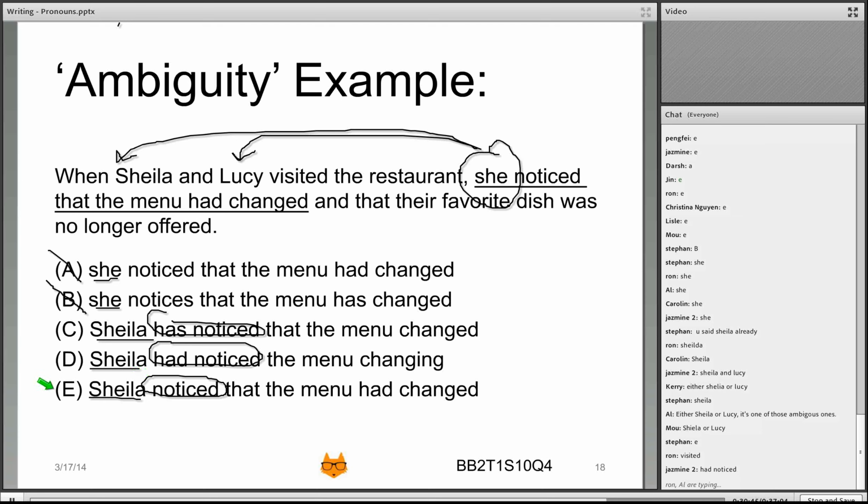We'll come back to that on a future day when we talk about verb tense. The correct answer here is E. So again, use pronoun to get rid of A and B, and then use verb tense to get rid of C and D. And the correct verb tense here is simple past.